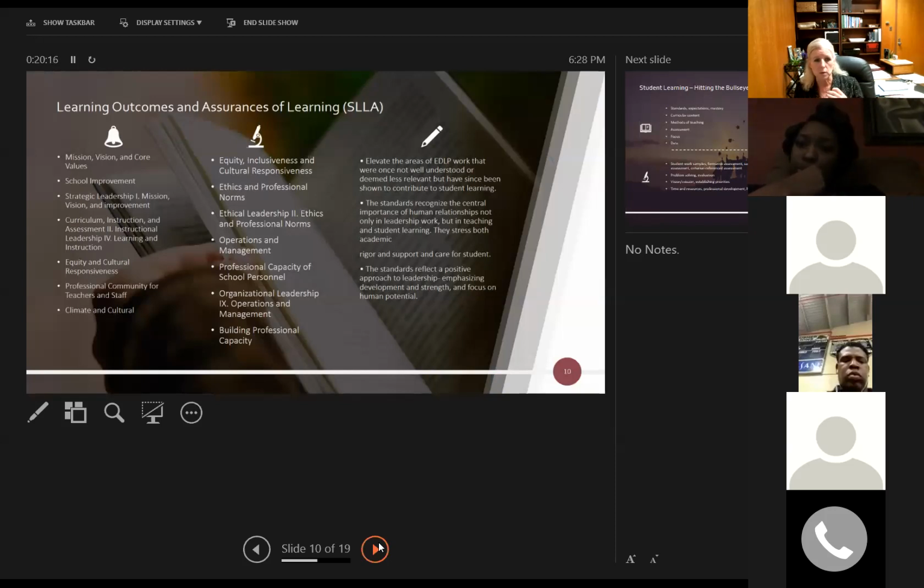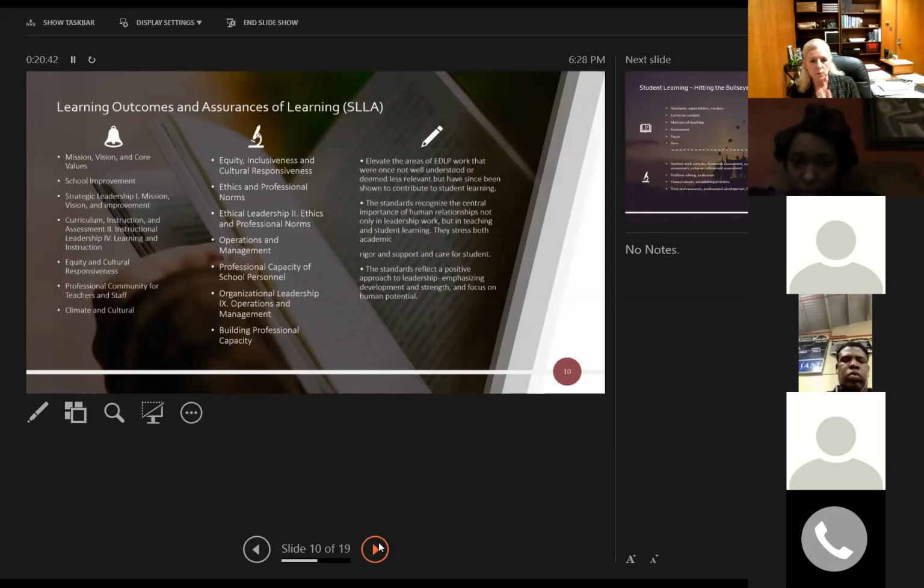We're going to talk about school improvement. We're going to talk about strategic leadership that includes the mission, vision, and improvement for our students. We're going to obviously talk about curriculum and instruction, instructional leadership, equity, and cultural responsiveness. We're going to talk about how professional community is absolutely vital to our teachers and staff, as well as the climate and culture of a school.